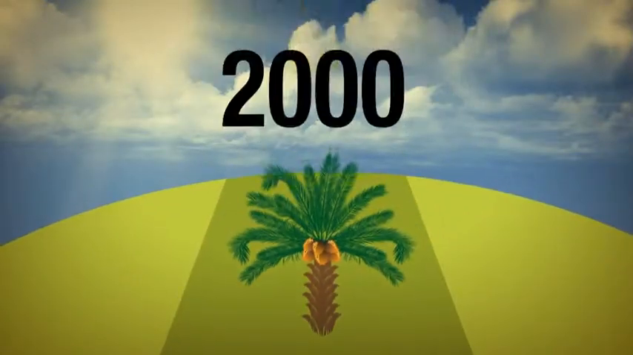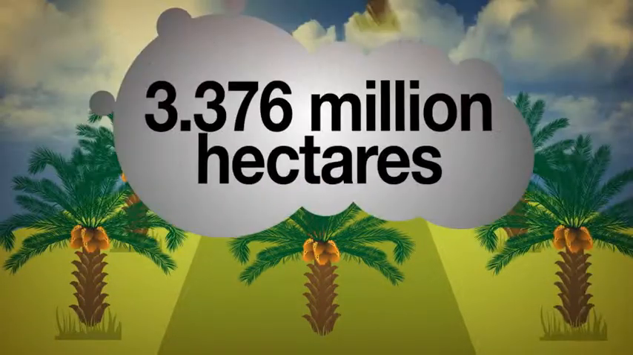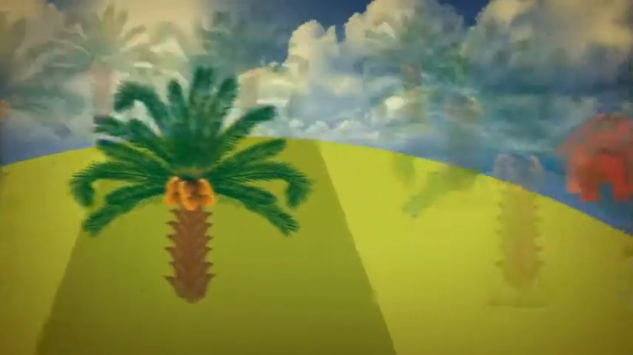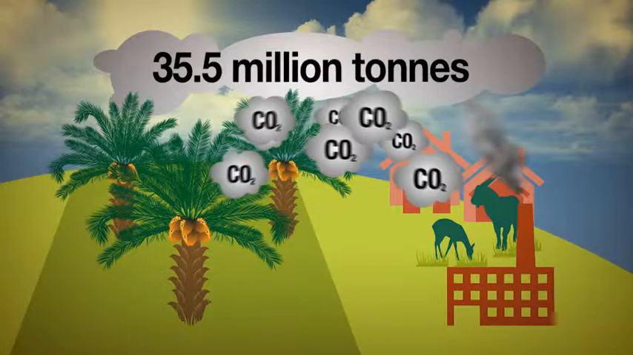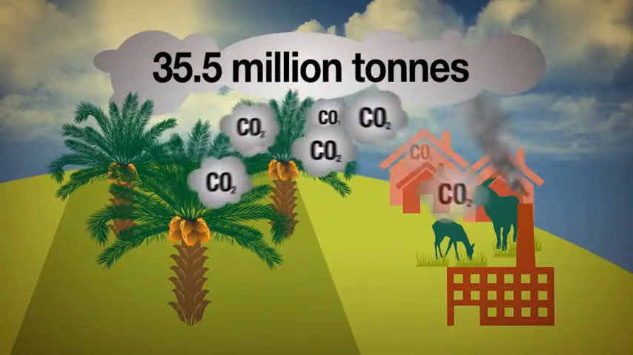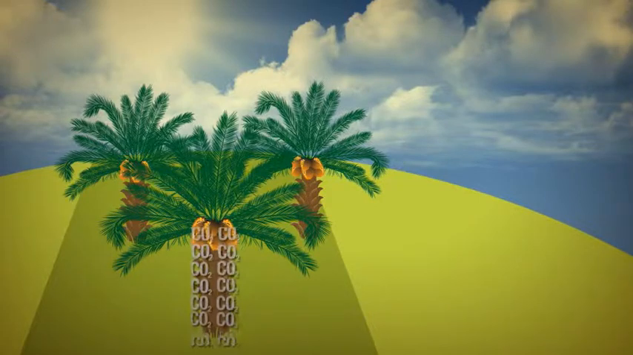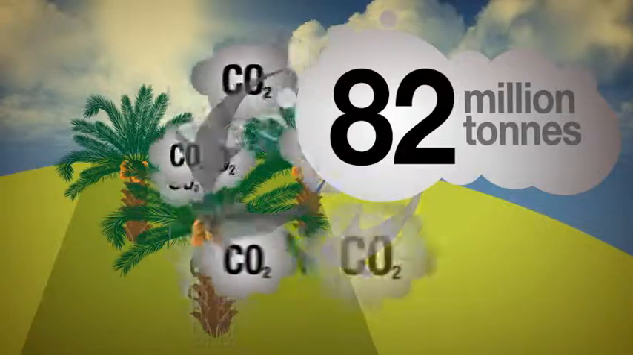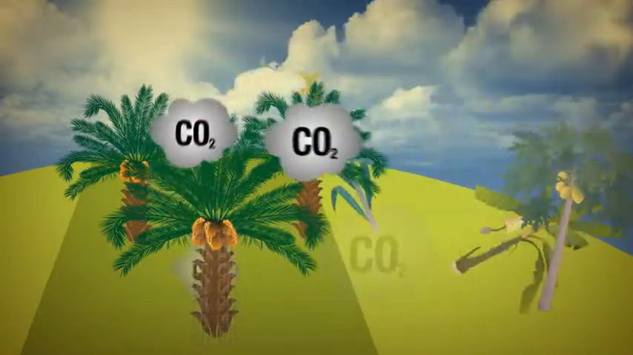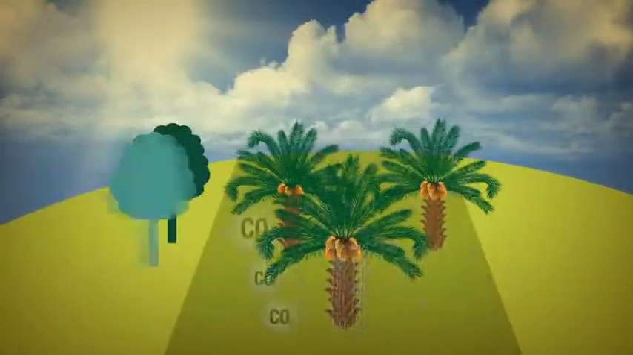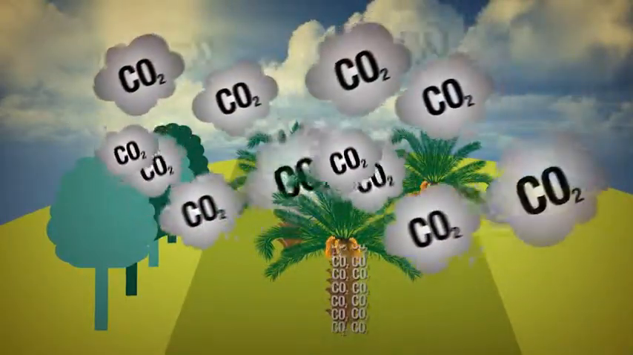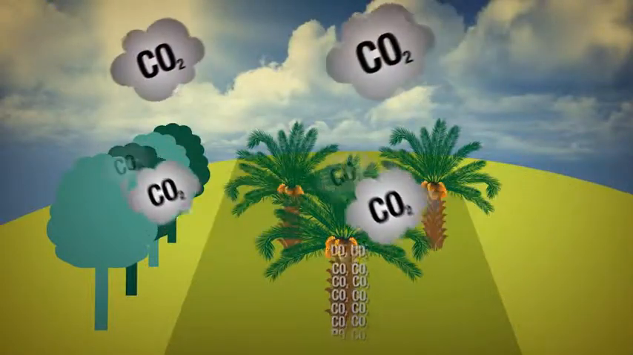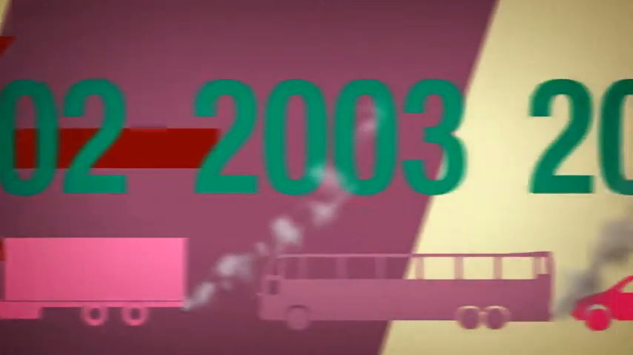In the year 2000, Malaysia had 3.376 million hectares of oil palm plantations. 35.5 million tons of carbon dioxide was emitted from LULUCF and the agricultural sector. But amazingly, oil palm plantations removed 82 million tons of carbon in the atmosphere. They removed all of the carbon emission, as well as carbon from land use change and other agricultural activities. They worked with forests to remove all carbon from the energy sector as well, making Malaysia a negative net emitter of carbon. Over the years, oil palm plantations were still removing more carbon than they emitted, until the year 2007.